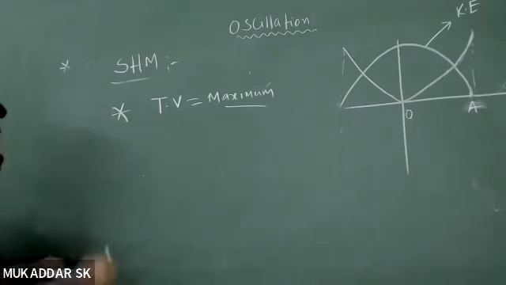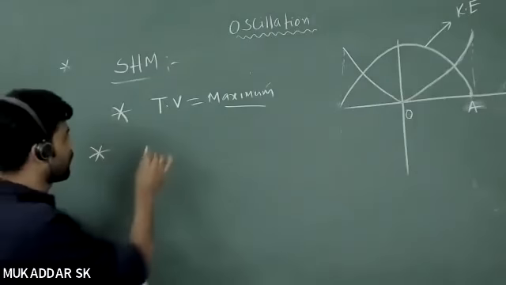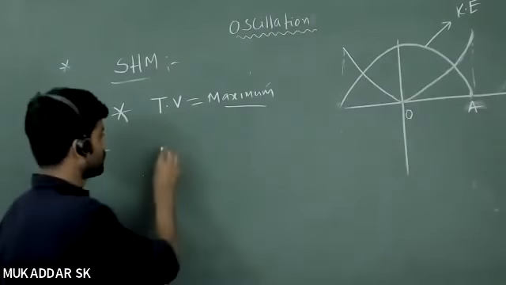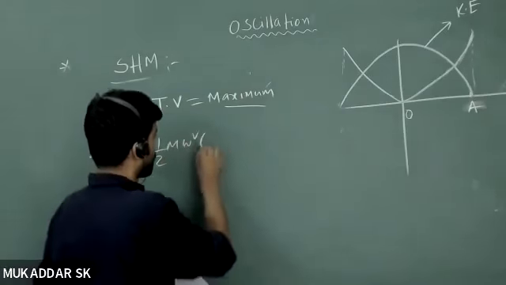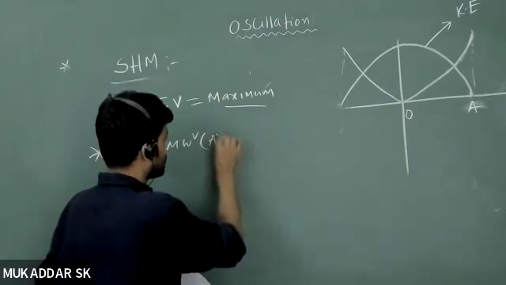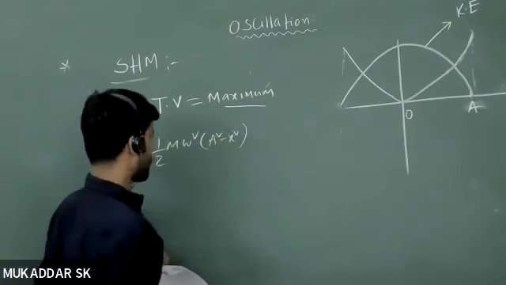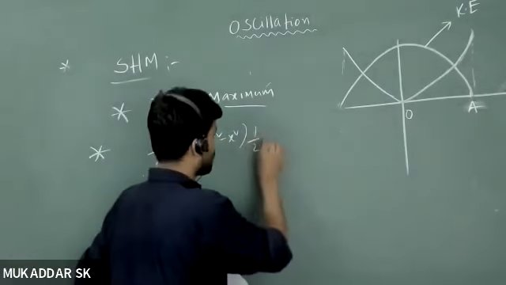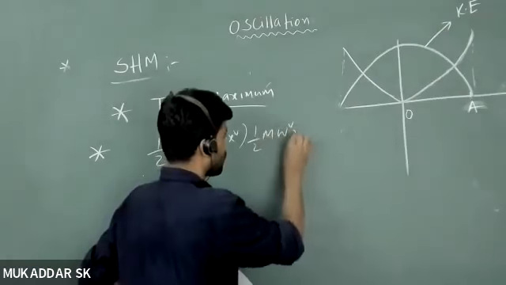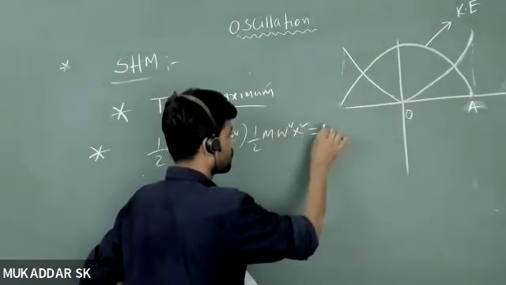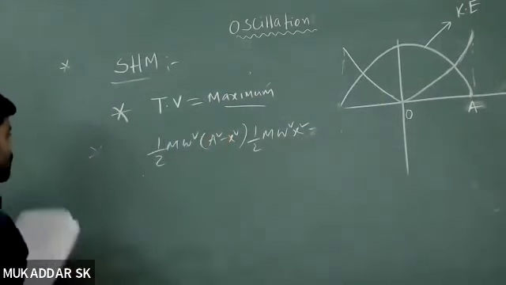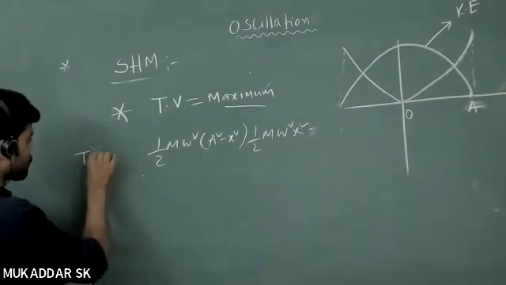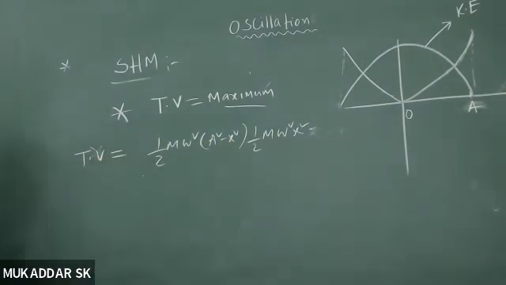So let me check. Let us write the product of kinetic energy and potential energy. It will be basically half m omega square, a square minus x square. This is your kinetic energy, and potential energy is half m omega square x square. This is all about the product of kinetic energy and potential energy.